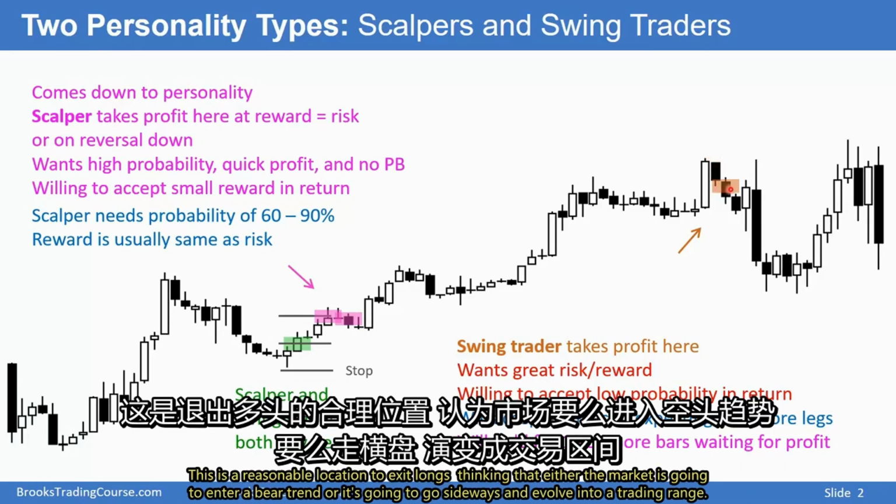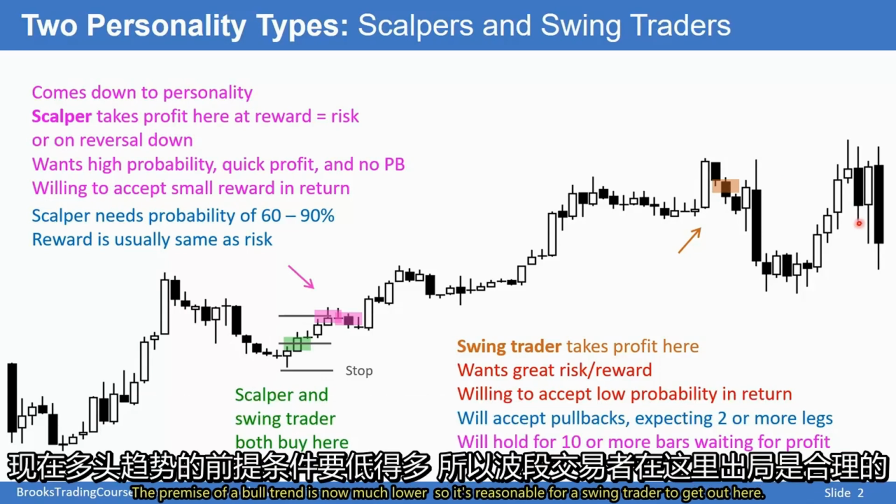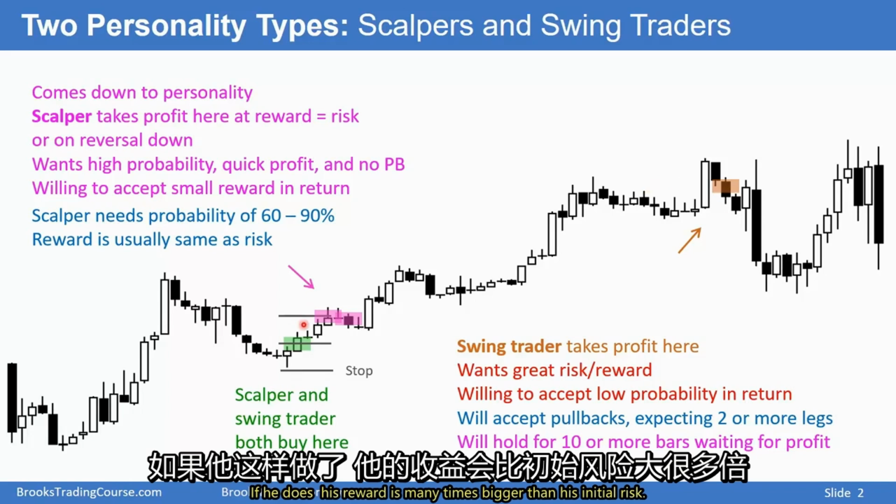This is a reasonable location to exit longs, thinking that either the market's going to enter a bear trend or it's going to go sideways and evolve into a trading range. The premise of a bull trend is now much lower, so it's reasonable for a swing trader to get out here. If he does, his reward is many times bigger than his initial risk.